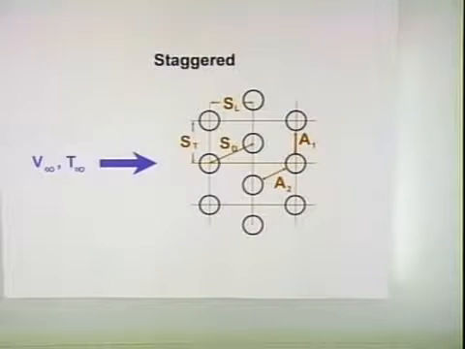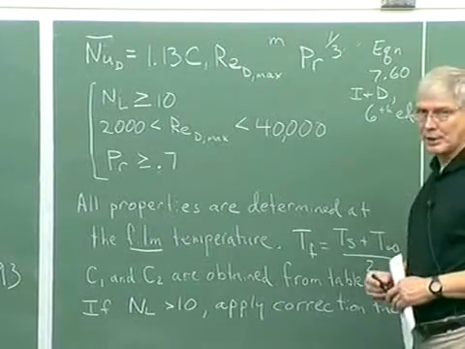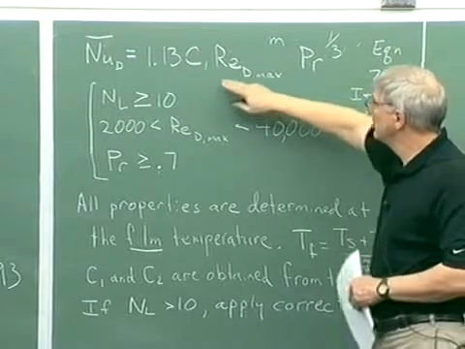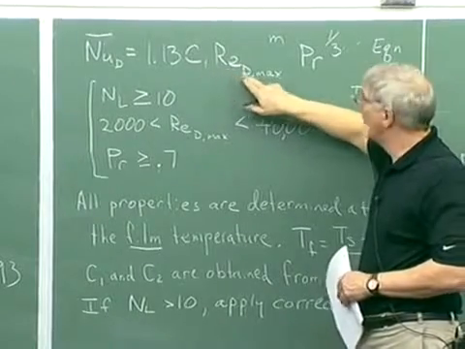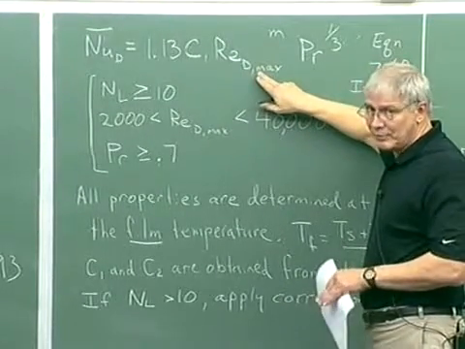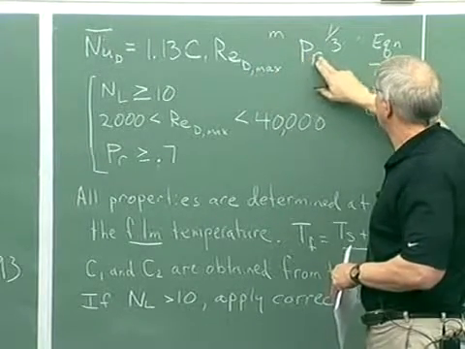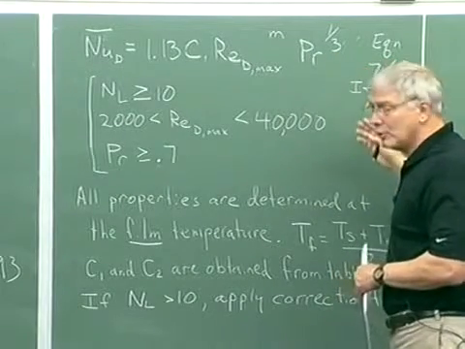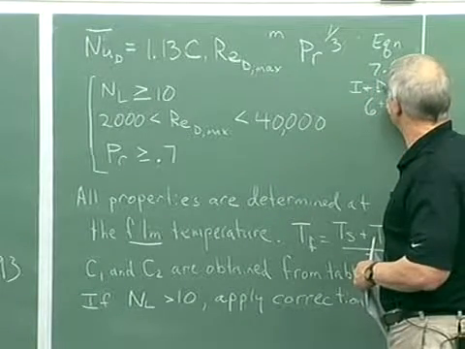Okay, so now that we have that, we can use that to calculate our Nusselt number. So we have external flow over tubes, so we're going to pick the appropriate correlation. This is the one that I chose. The Nusselt number is equal to 1.13 times C1 times the Reynolds number based on the maximum flow velocity, not V infinity, but the maximum flow velocity in the tube bank, raised to the m power, Prandtl number to the 1/3. If you're using the 6th edition of Incropera and DeWitt, that's equation 7.60.